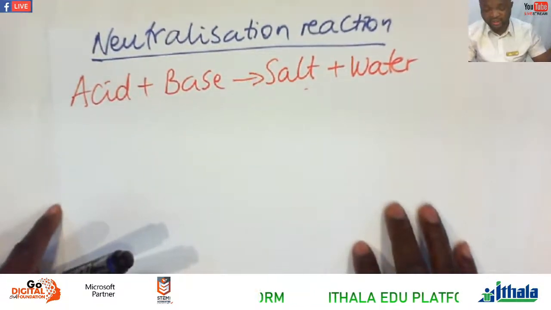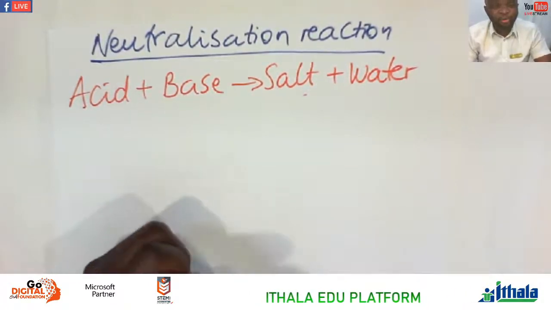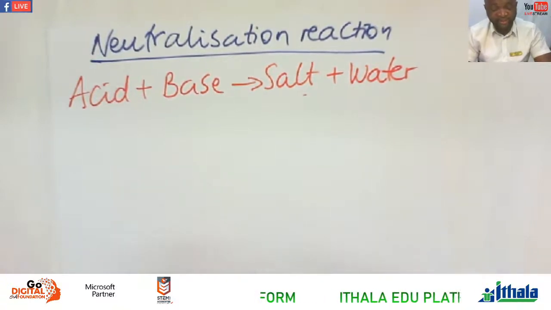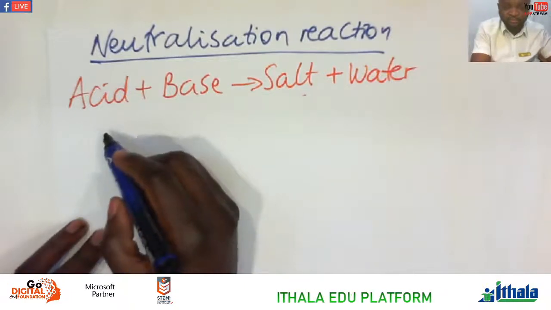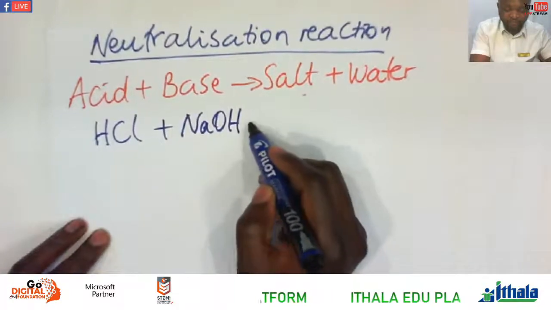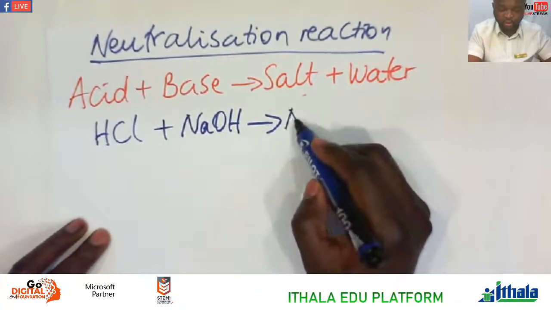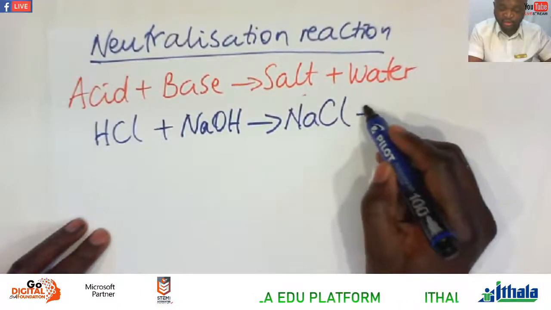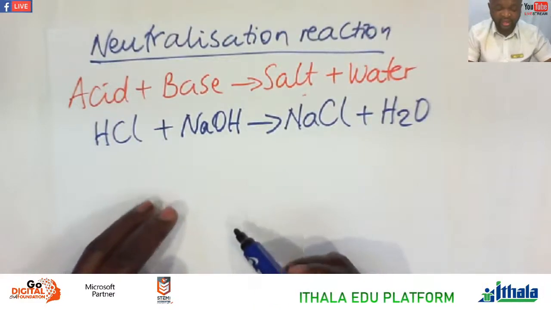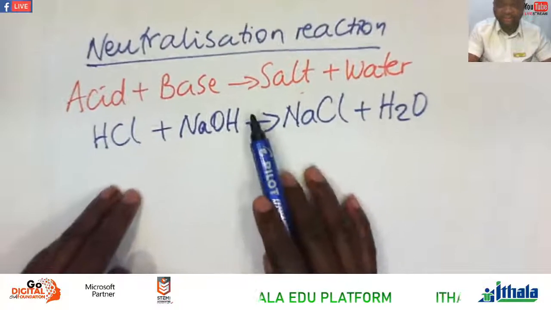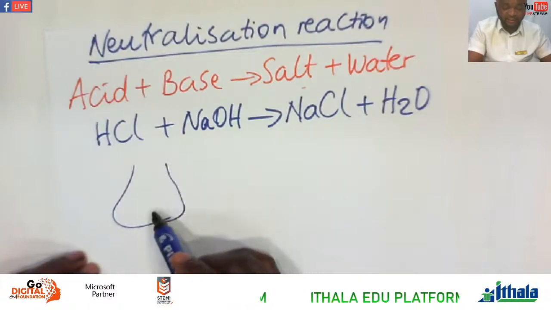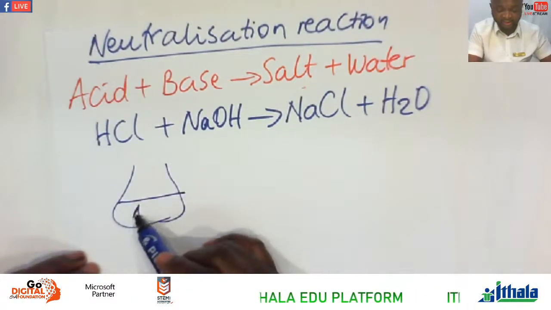So when we have a neutralization reaction, an acid neutralizes a base only if the number of moles is equal in terms of the chemical reaction. Let's say we have HCl reacting with NaOH. In that case the salt is sodium chloride plus H2O. So this one is a neutralization reaction. When we balance the equation, the ratio is 1:1. So let's say we have HCl, the acid that you put in.